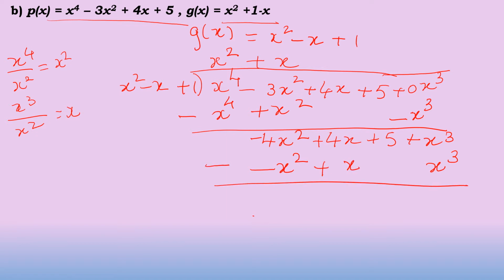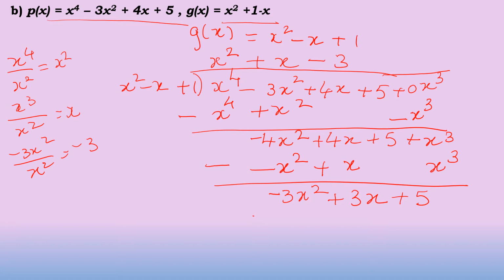Now when you subtract, you get minus 4x square minus x square will be equal to minus 3x square. 4x minus x will be equal to 3x plus 5. And this term x cube minus x cube will be 0. So next we go ahead with minus 3x square divided by x square is equal to minus 3. So you write here minus 3.